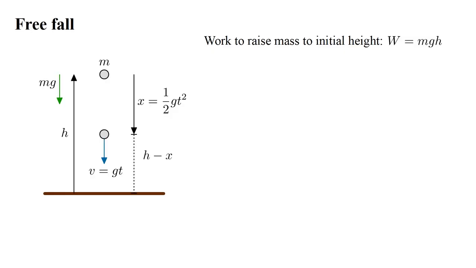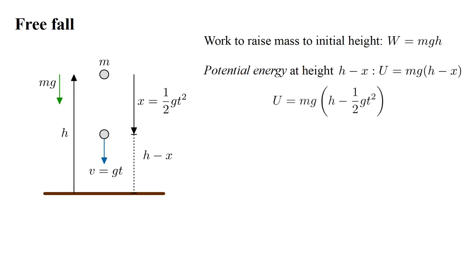When the mass has fallen a distance x, its height above the ground is h minus x. Let's call the work required to raise the object to this height its, quote, potential energy, denoted by the letter U. We write U equals mg times (h minus x). Substitute 1/2 gt squared for x. Then distribute the mg factor. We get U equals mgh minus 1/2 m (gt) squared.